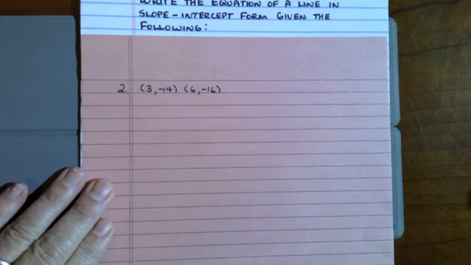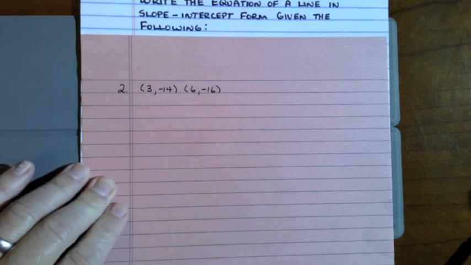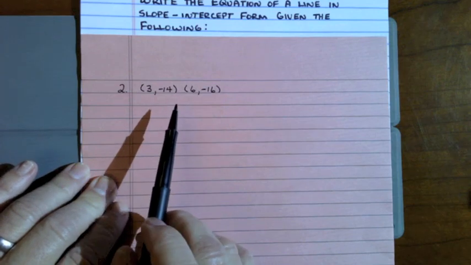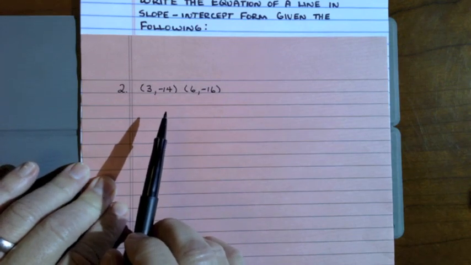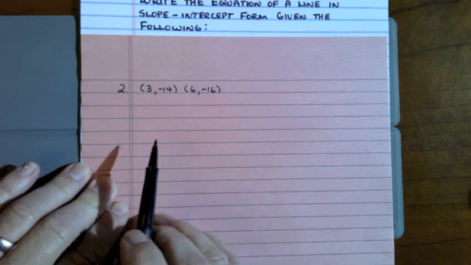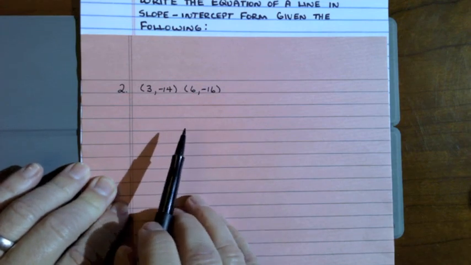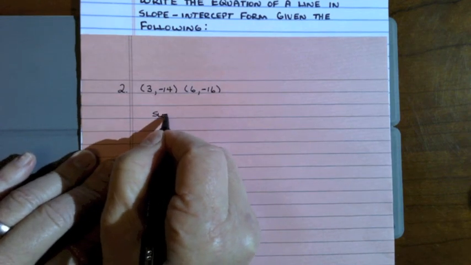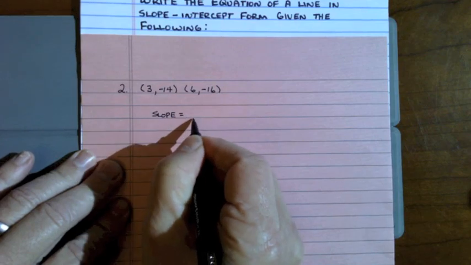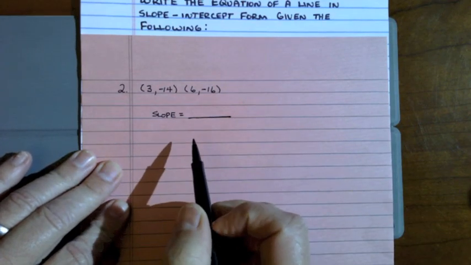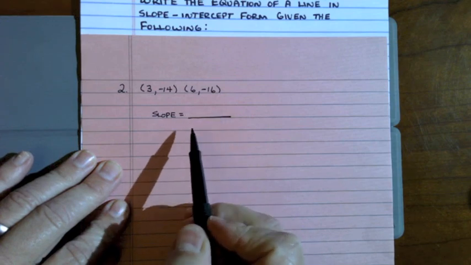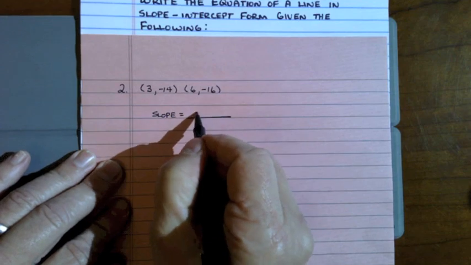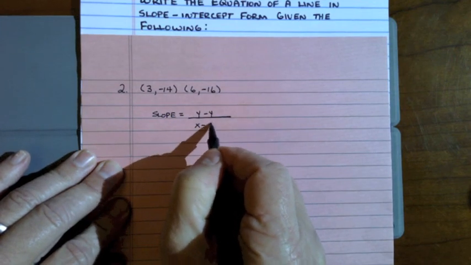Example number 2. I'm going to write the equation of a line in slope-intercept form that goes through these 2 points. Again, to write the equation of a line, you need 2 pieces of information. You need the slope and you need the y-intercept. They didn't give me the slope, they didn't give me the y-intercept, but I can take these 2 points and use the slope formula to figure out what the slope is. Remember, to figure out the slope, you take your y's, subtract them, put them in the top. Take your x's and subtract them, put them in the bottom. Y minus y, x minus x.